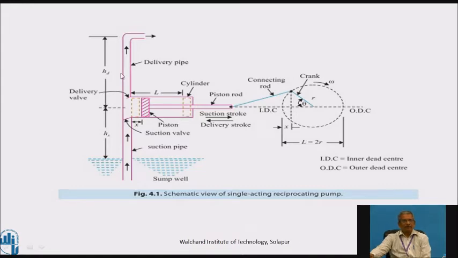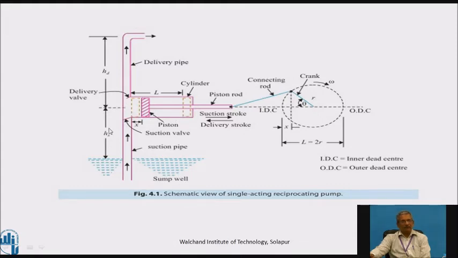So during the first half there will not be any water discharge through the delivery pipe. Only suction will take place, that is, only water will be taken into the cylinder due to low pressure in the cylinder. Then during the next half, the second half of the rotation of the crank, from ODC to IDC or 180 to 360 degrees, there will be compression. The piston will start moving towards the left hand side, which will generate high pressure on the liquid towards the left hand side of the piston in the cylinder.